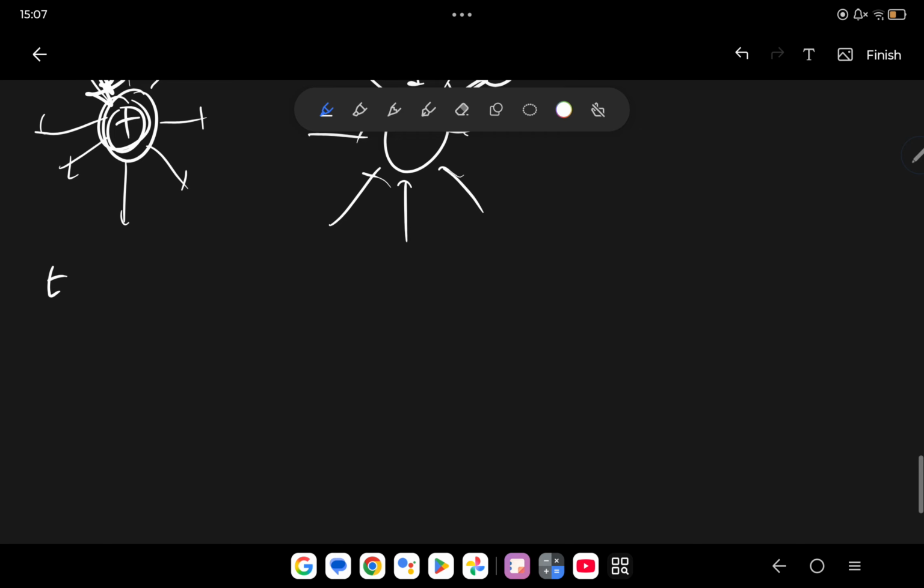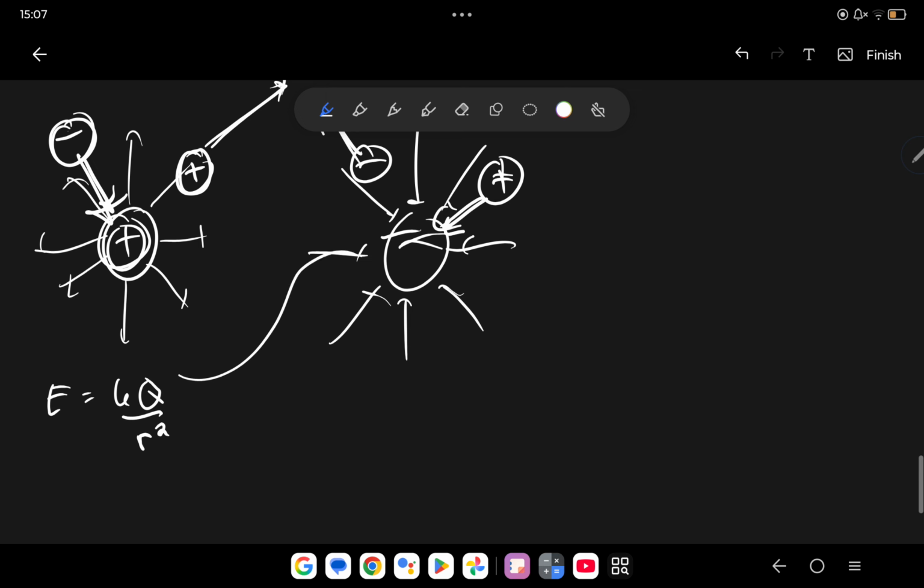Now, how do we calculate the magnitude of the electric field? Well, the electric field is equal to K Q over R squared. What is Q? Q is the charge of this main particle, the aura final boss.